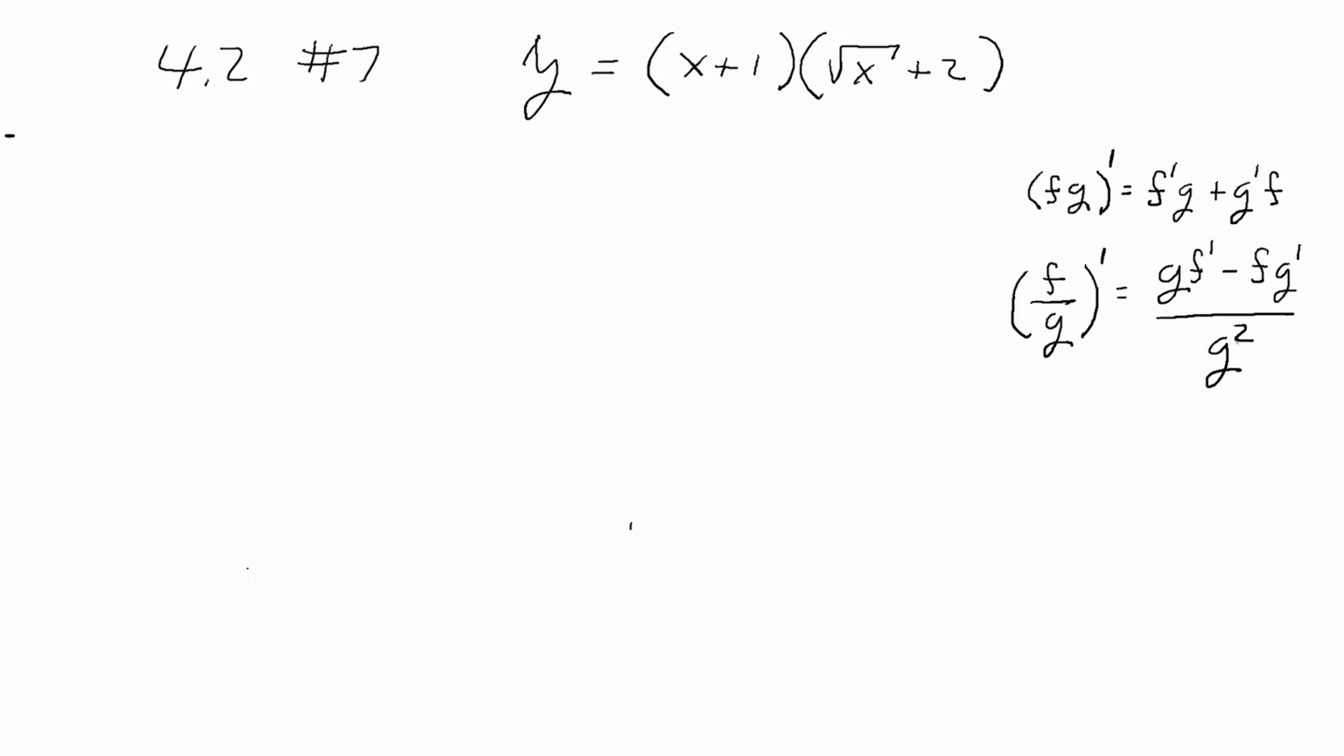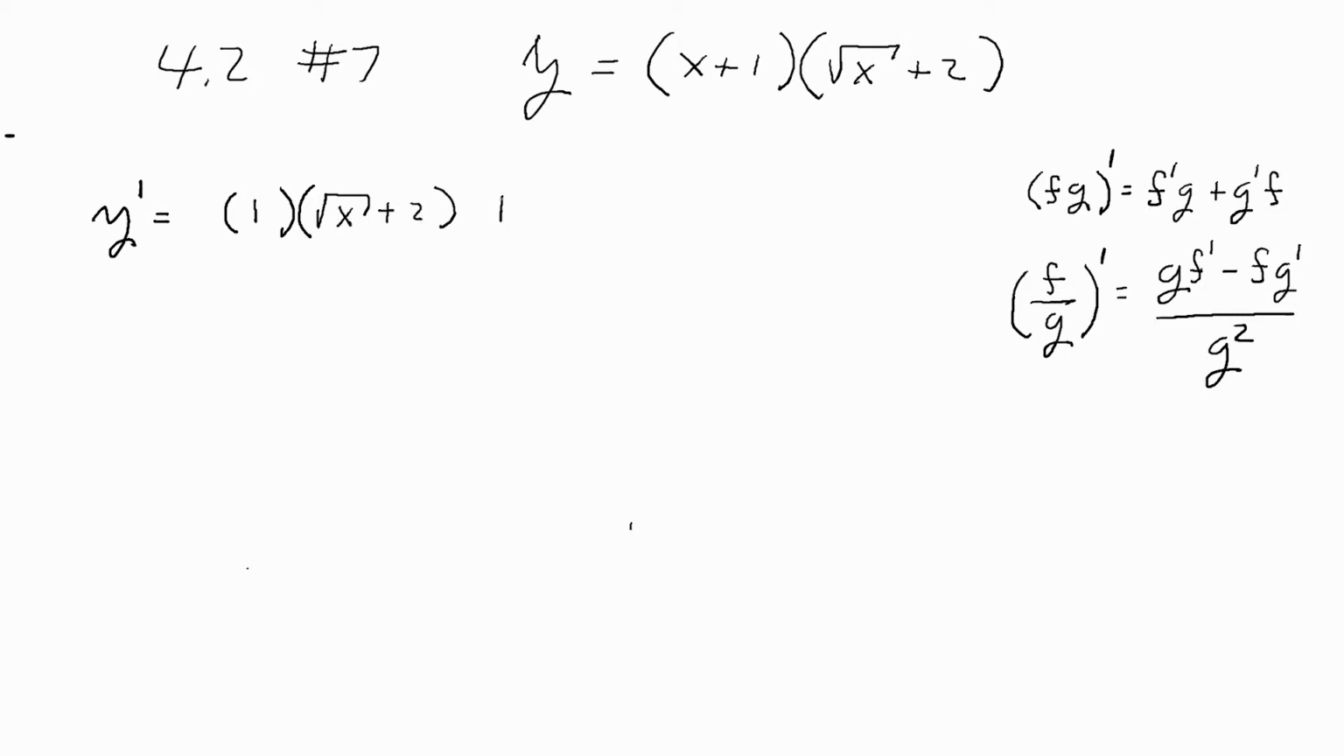So let's first look at number 4.2, number 7, and you can see that it's a product of two functions, so we can find the derivative as follows. So y prime would be equal to, well, I'll take the derivative of the first one, which is just 1. You could do them in any order because there's addition, but you just have to make sure you take the product of the derivative of 1 and the function. So let's see, where's our g? That's going to be the square root of x plus 2.